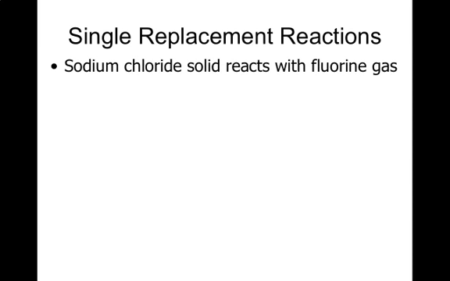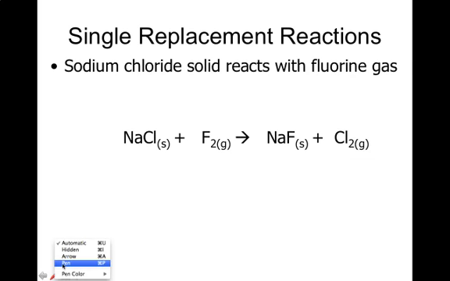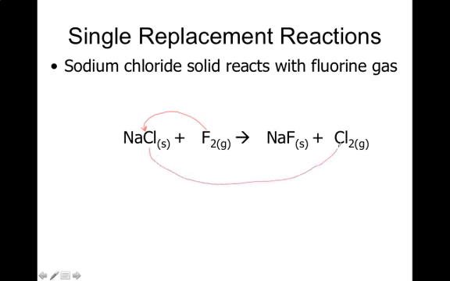Sodium chloride solid reacts with fluorine gas. Okay, if sodium chloride solid reacts with fluorine gas, then fluorine is actually going to be replacing chlorine. So we have fluorine come in and replace chlorine. Chlorine goes home alone, and sodium and fluorine make a partner. Now we do need to balance this, so we'll need a 2 there and we'll need a 2 there. That's called a single replacement, sometimes also called a single displacement reaction.